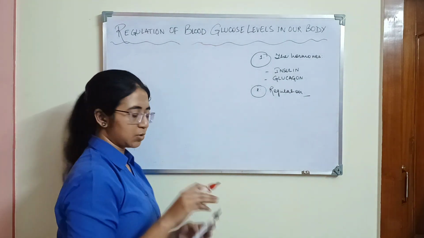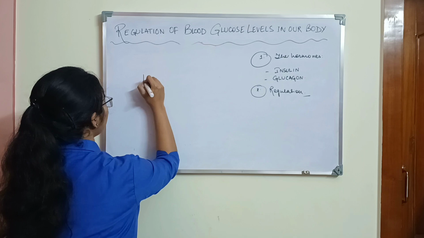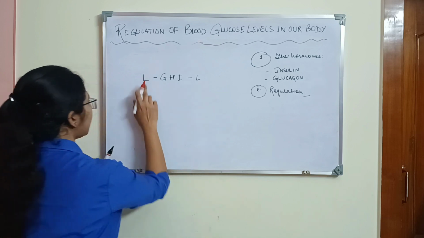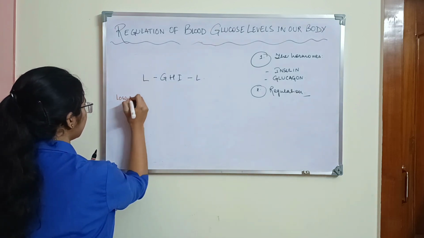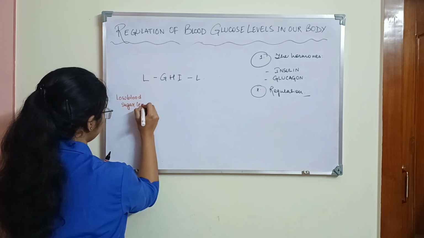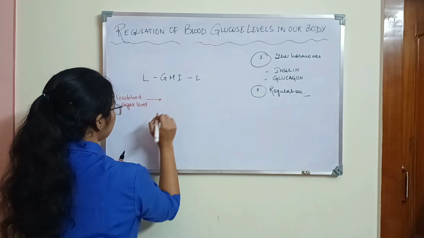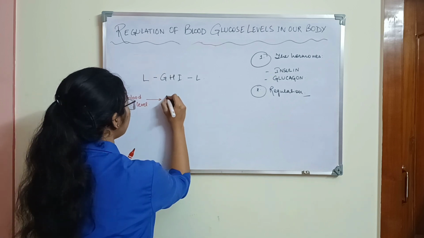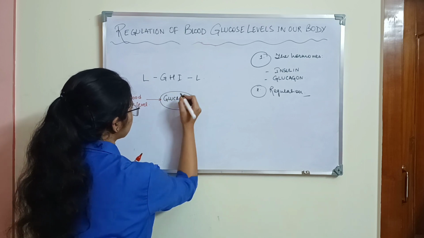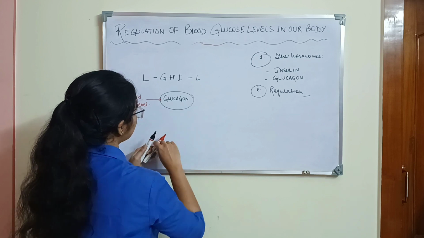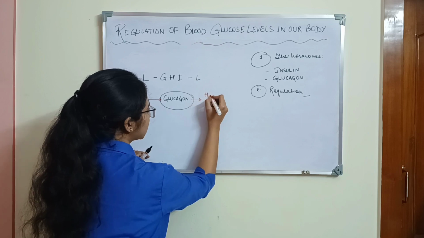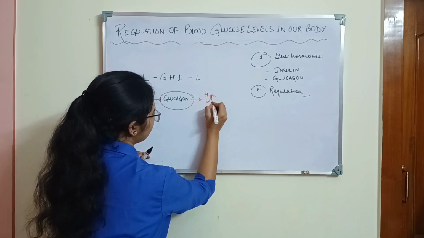Now there is a very simple trick to remember this regulation. L, G, H, I, L. Okay. L is basically low blood sugar level. Now low blood sugar level promotes the release of glucagon hormone. Glucagon hormone, when it is released, is going to stimulate the glycogen breakdown, and therefore it is going to raise the blood sugar level, or high blood sugar level.